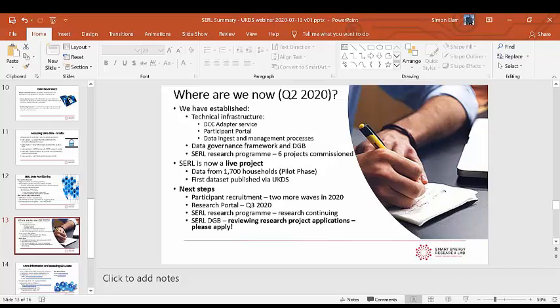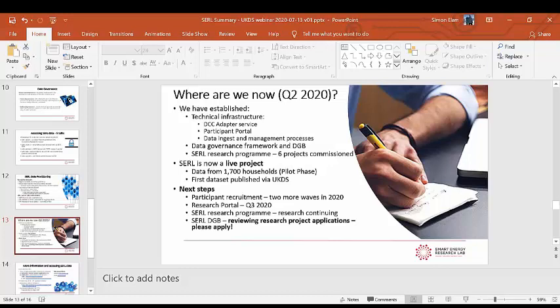And finally, the SERL research program is underway as well now. We've got six projects that have been commissioned, and they're in the early stages of getting going. But we are a live project, as I said. We recruited 1,700 households from the pilot phase, and that data has been collected and managed for the last few months. And as I said, that first exploratory data set has been published via the UK Data Service. So the next steps, as previously mentioned, is to recruit the remaining roughly 8,000 participants for our observatory panel.